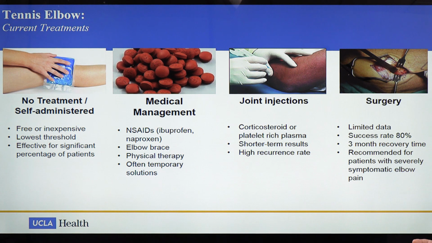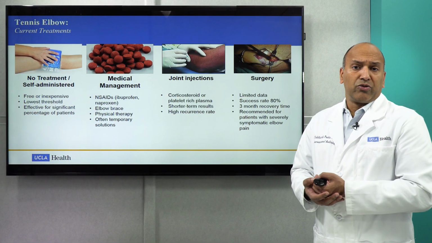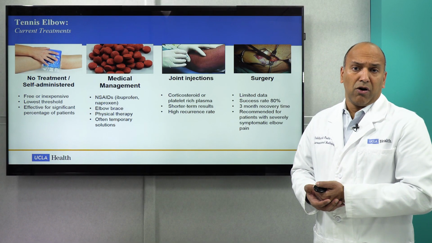Now, on the extreme side, on the right side of the chart, is surgery. Surgery has been shown to be about 80% effective. It's typically done as an outpatient. The challenge with surgery is that it requires a rehabilitation and recovery time of several months where you're in a brace. So your arm is relatively immobilized for a long period of time.